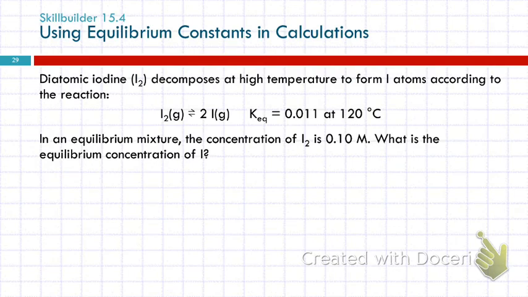Here's another example. Diatomic iodine decomposes at high temperatures to form iodine atoms according to this reaction. Very simple reaction here, just one reactant and one product. In an equilibrium mixture, the concentration of I2 is 0.10 molar. What is the equilibrium concentration of I? I2 and I are different things. Here we've got I2, and there we've got 2I. I know, right? Sounds like a tongue twister or something. Well, let's write the equilibrium expression. So KEQ is equal to the concentration of the product. It has a coefficient of 2, so we're going to square that, divided by the concentration of the reactant.